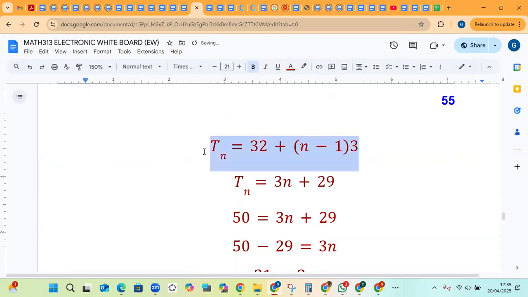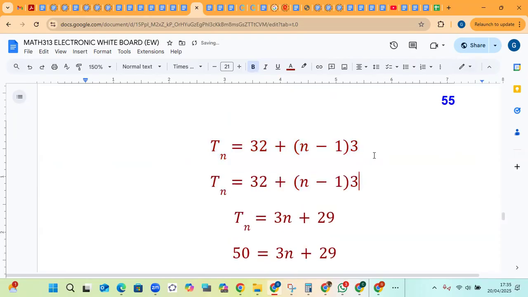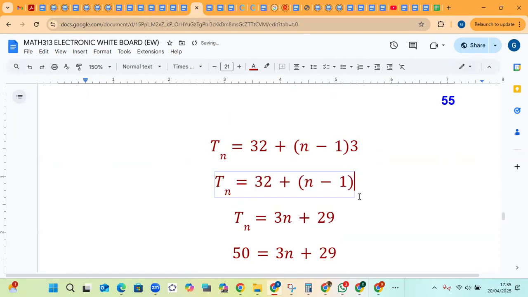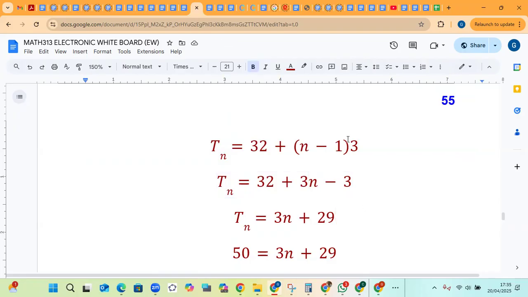So in the next step, clear brackets by multiplying by 3. So 3 by 1 will give us -3, and 3 times n will give us 3n. So that's where the 3n came about. And 32 subtract 3 will give us 29. So those two steps were skipped for this example.